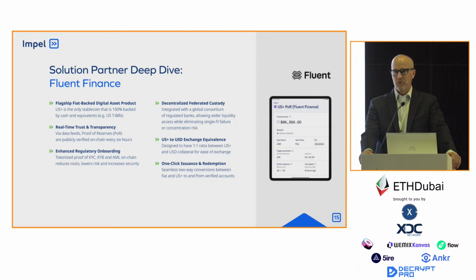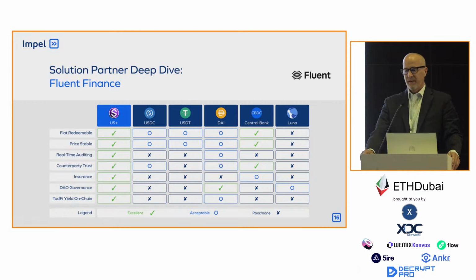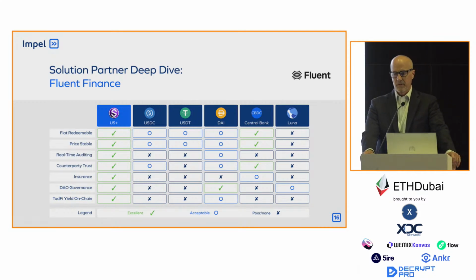At the same time, if you think about Tether or Circle, they report usually once a quarter, and you have no idea where their proof of reserves are between the rest of the 3 months. Fluent Finance will report proof of reserves 4 times a day. This is Fluent Finance compared to the other stablecoins on the market.